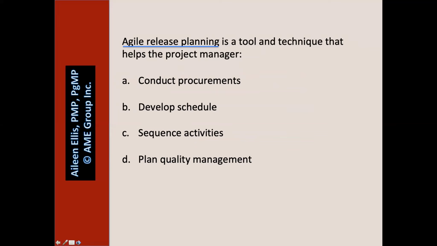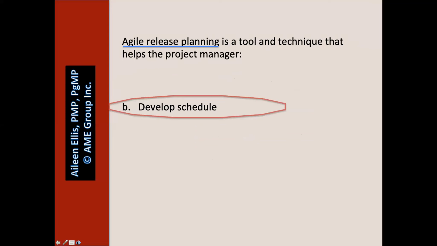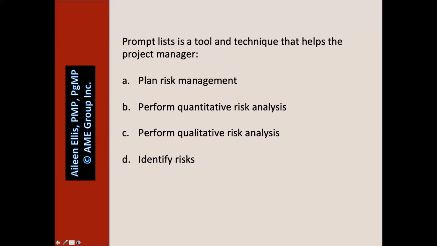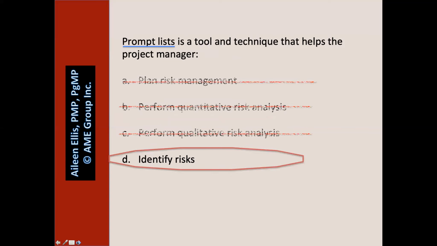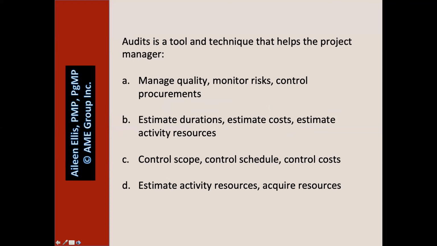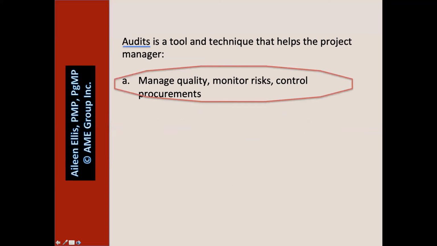Agile release planning is a tool and technique that helps the project manager. Agile release planning helps us develop the schedule. Prompt lists is a tool and technique that helps the project manager. Prompt lists help us identify risks. Audits is a tool and technique that helps the project manager. Audits help us manage quality, monitor risks, and control procurements.